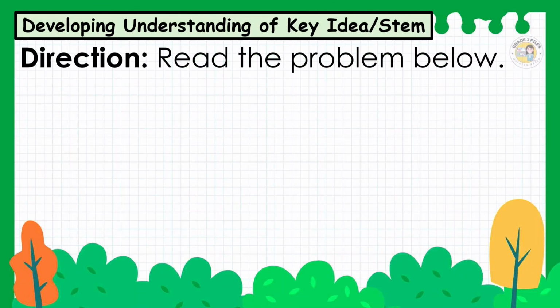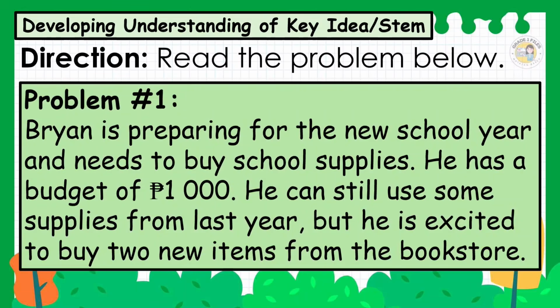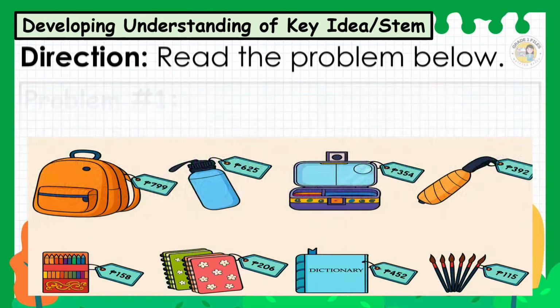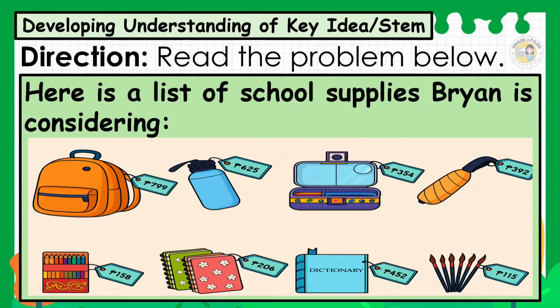Let us read the problem below. Brian is preparing for the new school year and needs to buy school supplies. He has a budget of 1,000 pesos. He can still use some supplies from last year, but he is excited to buy 2 new items from the bookstore. Here is a list of school supplies Brian is considering.